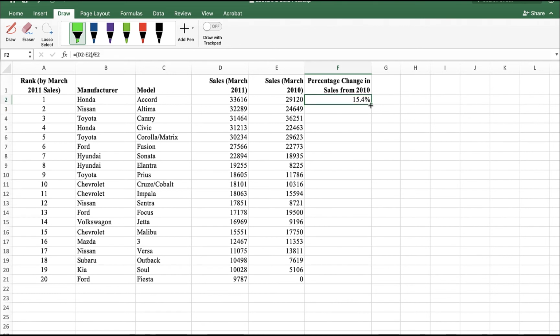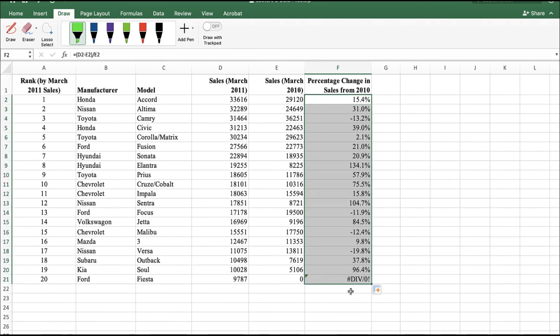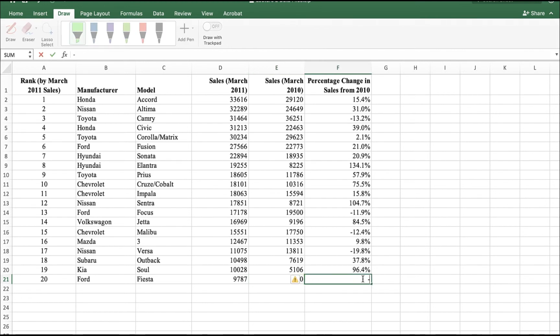And I can go all the way down here and put that number in. I've got to divide by 0 down here, and that's because there was no car sales for the Ford Fiesta. So either it was a new model in 2011 or it just wasn't recorded before. So I get rid of that divide by 0 and just put a dash in there to make it that much easier for me to look at.